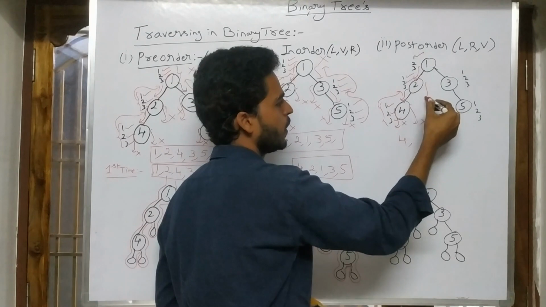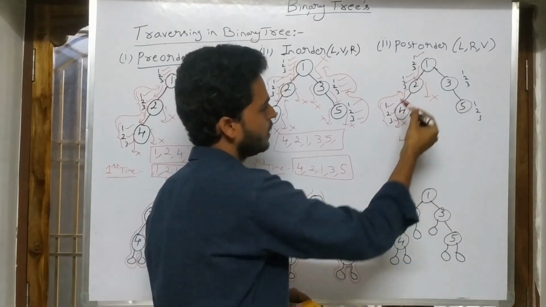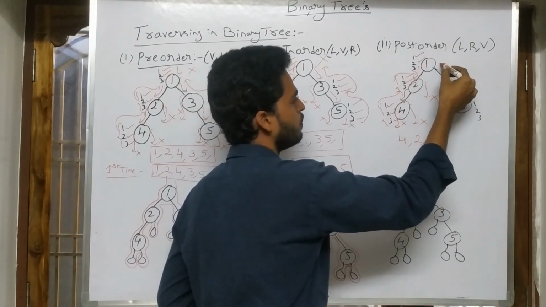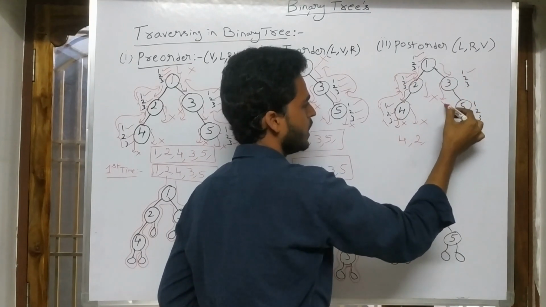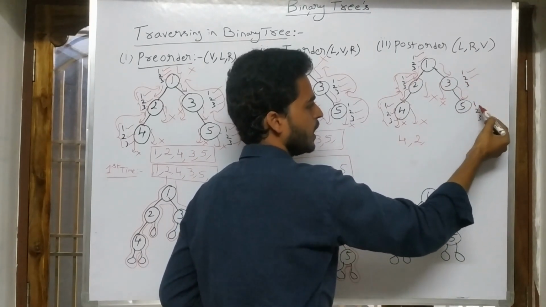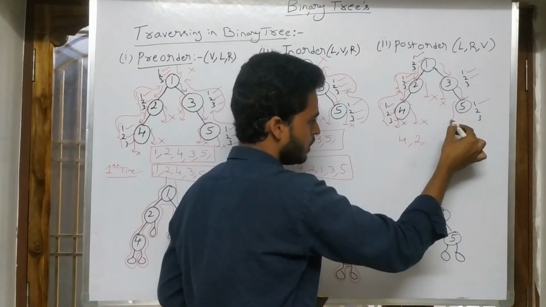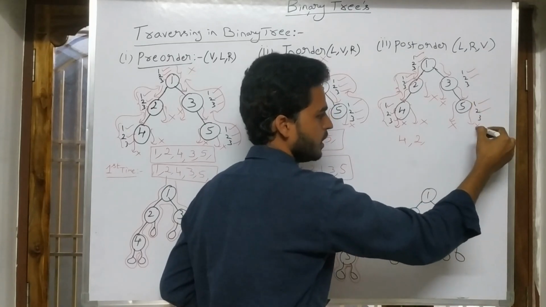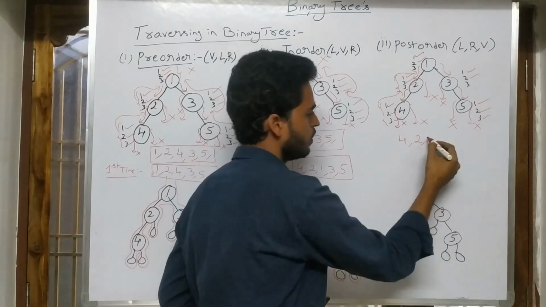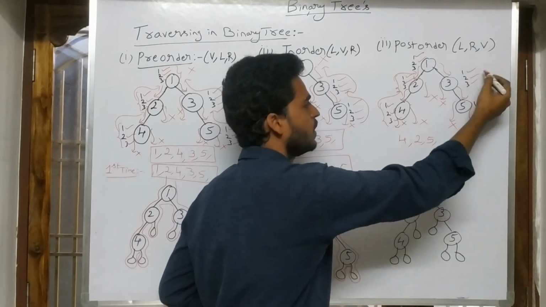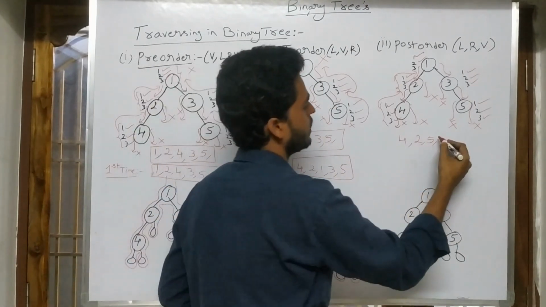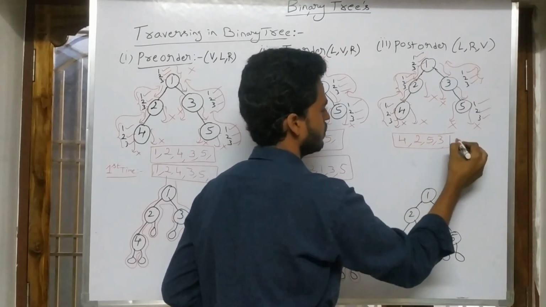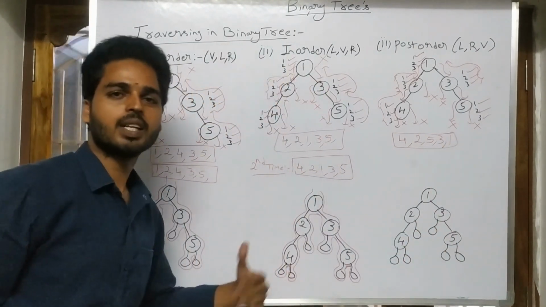Then second statement, moving to the right side, nothing. Full stop. Then third statement, printing. All are completed, move back. Second statement, moving to the right side. First statement, moving to the left side, nothing. Second statement, moving to the right side. Then here first statement, moving to the left side, nothing. Second statement, moving to the right side, nothing. Then third statement, printing 5. All are completed. We will move to the previous step, that is third statement, printing 3. All are completed. I will move back to the first statement, that is third statement, printing. So this is the corresponding post-order traversal for the given tree.